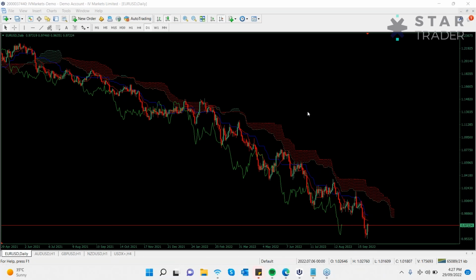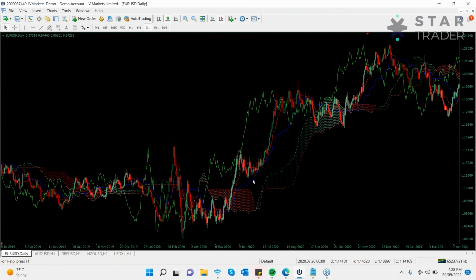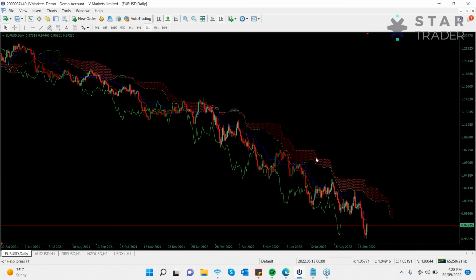So the general discussion about the cloud is, as we have spoken about, when the prices are below the cloud, and the cloud is definitely above the market, it means we are having the bearish momentum, we are having the bearish trend. Okay, same as if the market is above the cloud.